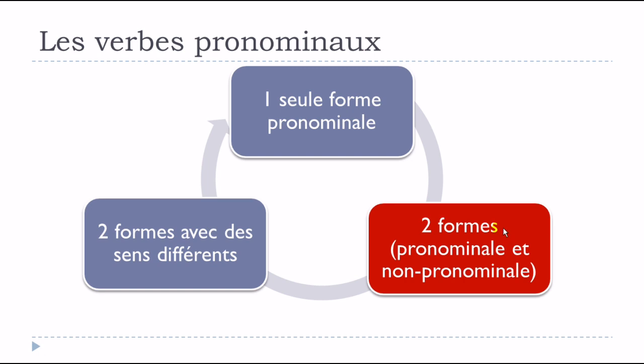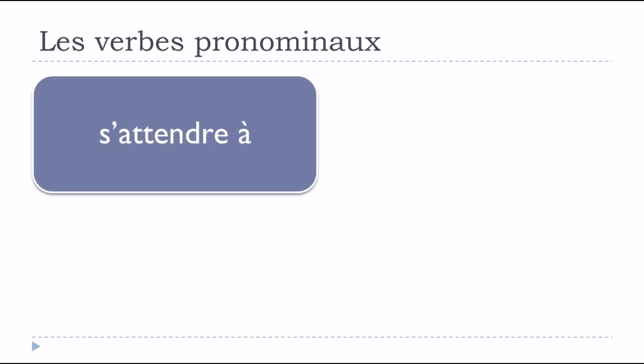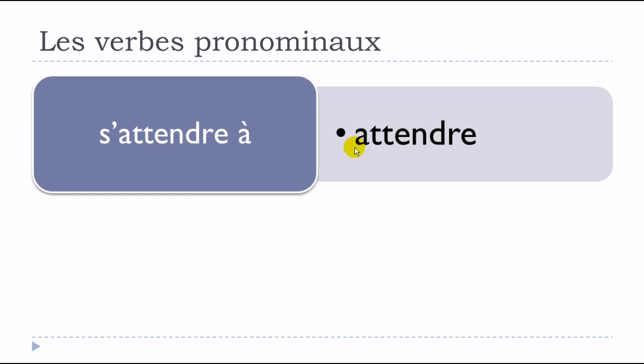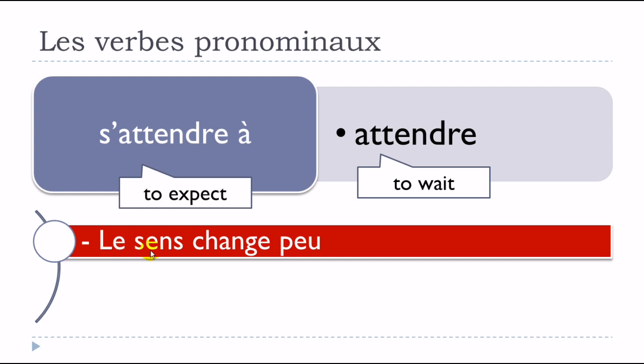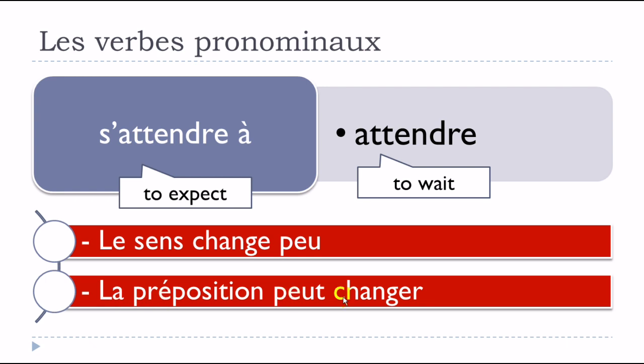So deux formes, so they exist with or without se, pronominal et non pronominal, and then the meaning is not really different. Let's take this example. The verb attendre, and then the verb s'attendre à. So s'attendre à means to expect, and attendre is to wait. So clearly you can see that the meaning doesn't change that much. Le sens change peu. And then la préposition peut changer, because you can see here that we've got the preposition à, and we don't really have it right here. Okay?